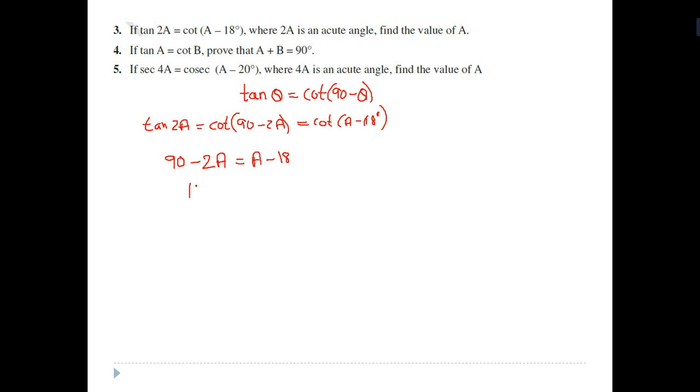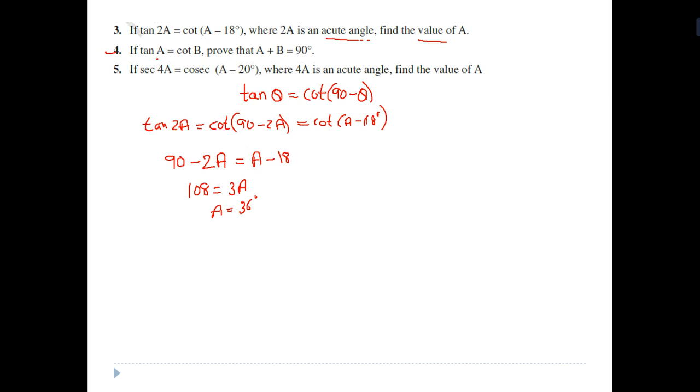So therefore 108 is equal to 3A. So A is equal to 36 degrees. Always remember it should be acute, so the answer should always be less than 90.